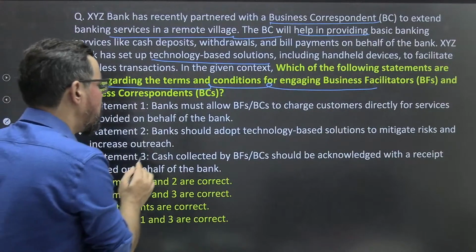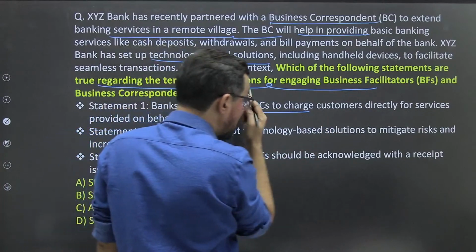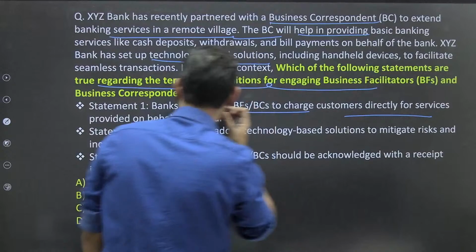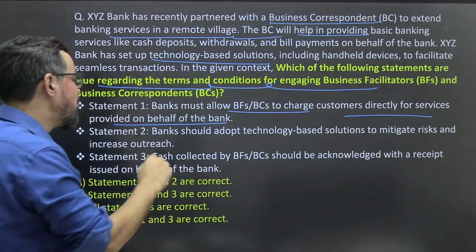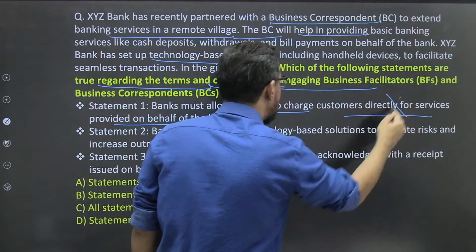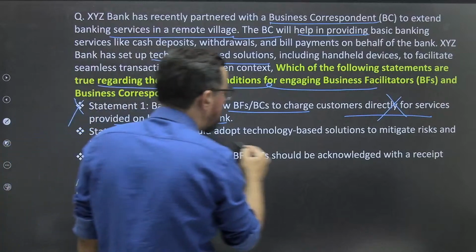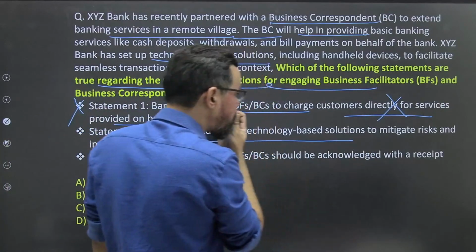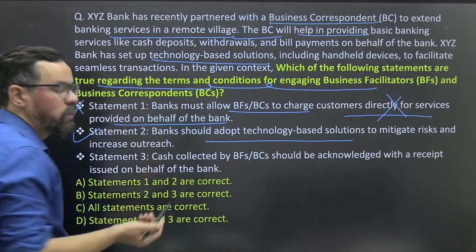Statement one: the bank must allow the business facilitator or correspondent to charge customers directly for services provided on behalf of the bank. No, they cannot charge on behalf of banks. So statement one is incorrect. Statement two: banks should adopt technology-based solutions to mitigate risk and increase outreach. This is 100% true.